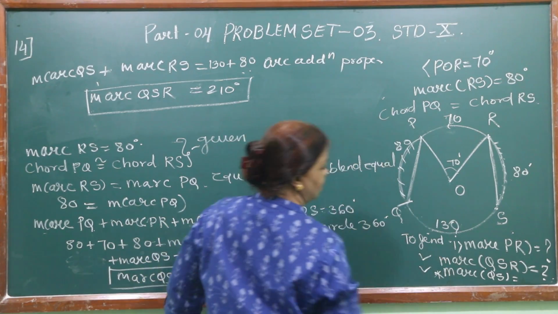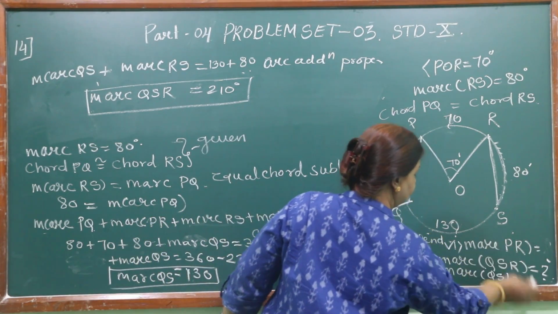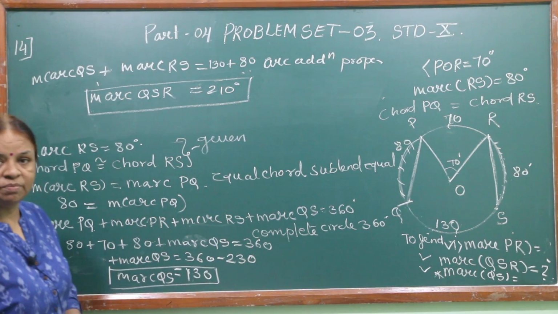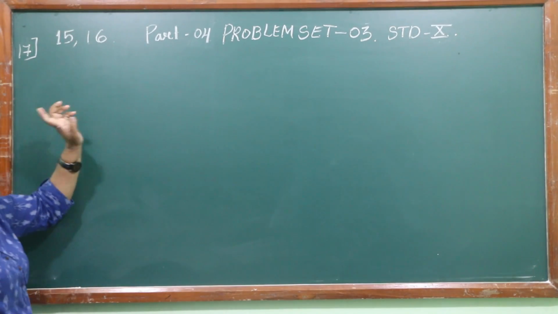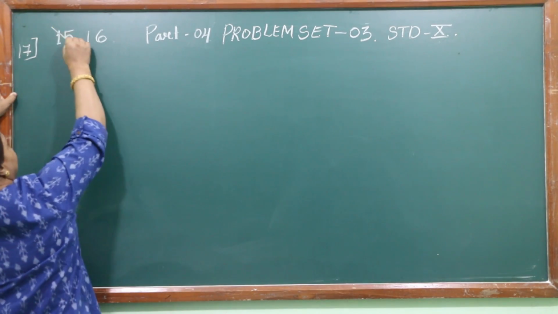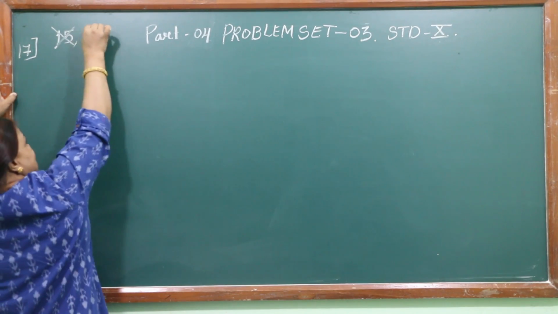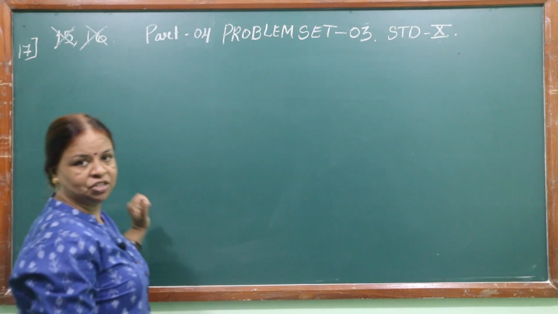This also we got, children: QSR, and measure arc PR we got, children, 70 degrees. So we are done with the sum, children. You can pause the video and solve the sum. Children, we finished the 14th sum, and now the 15th sum is coming under the reduced syllabus. The 16th is also coming under the reduced syllabus. We will go for the 17th sum, children.